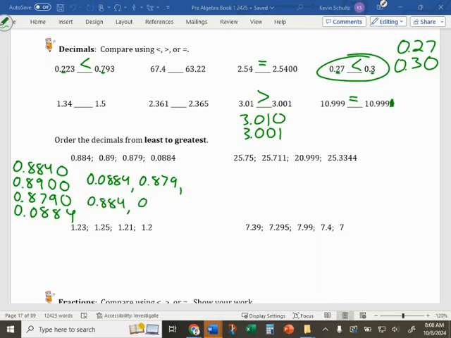And finally, 0.89. So, decimals, a little bit more complicated than integers perhaps, but that stacking method is really, really handy.